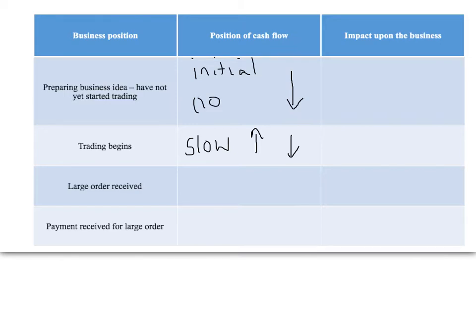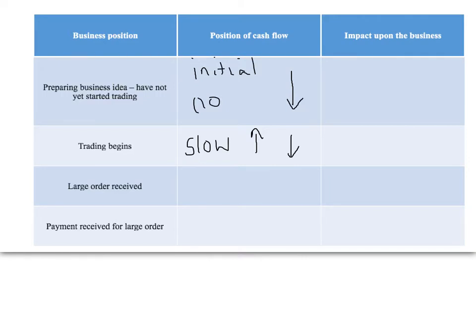So if we consider what impact that will have on my business, it's likely I'm still going to have this cash overdraft facility, and I need to be very careful because every time I spend cash, obviously there's an opportunity cost involved.